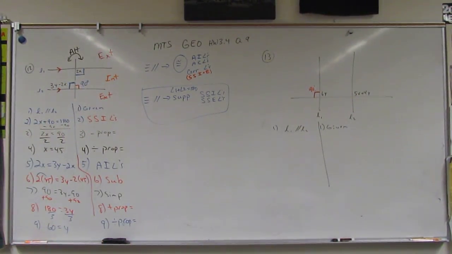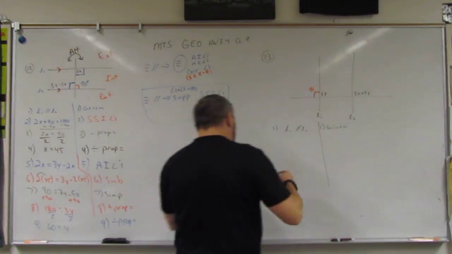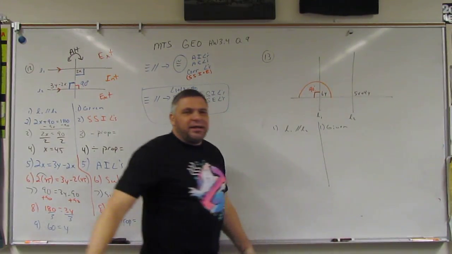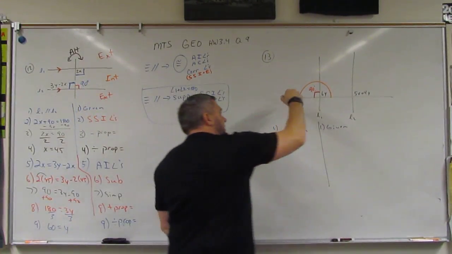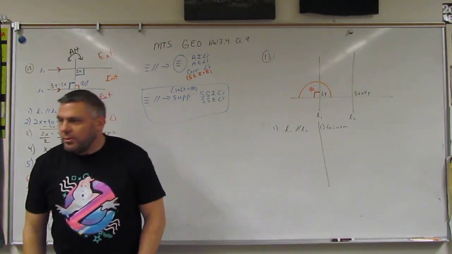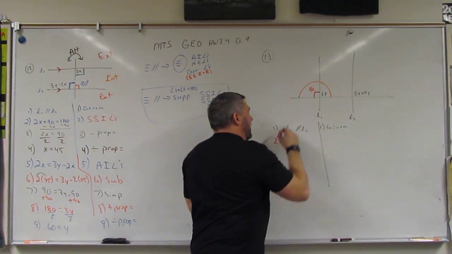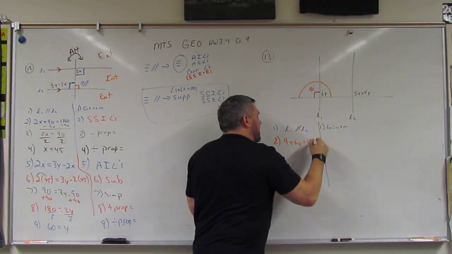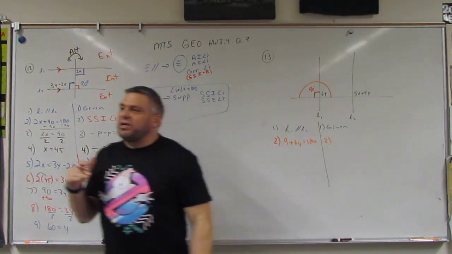Now watch this. I'm going to do something a little more fun. I'm going to bring you back to chapter 1. Okay? Think about this, guys. How much is that? 180. Okay. Right? So 90 plus 6y equals 180.